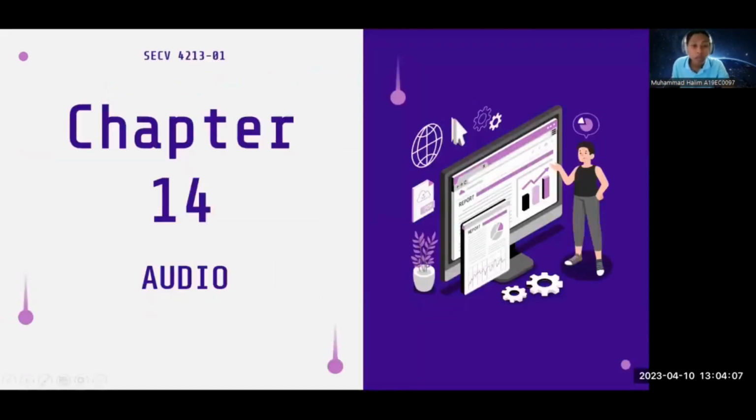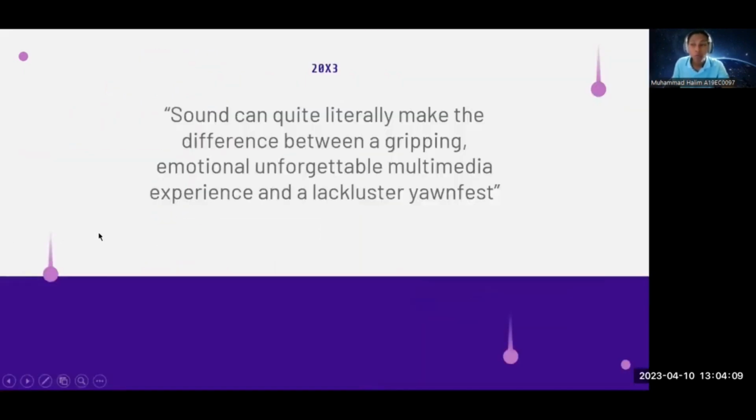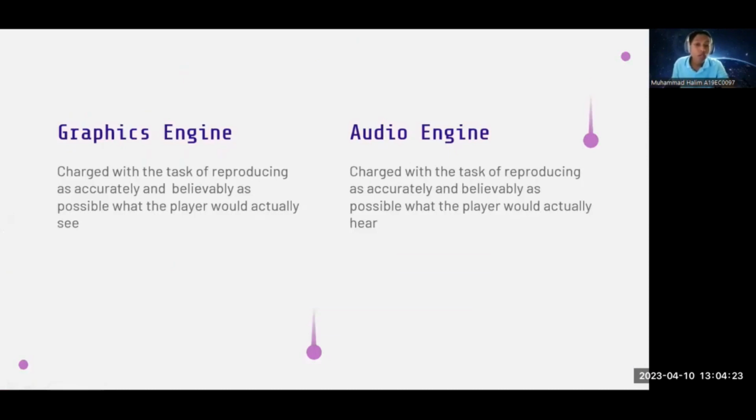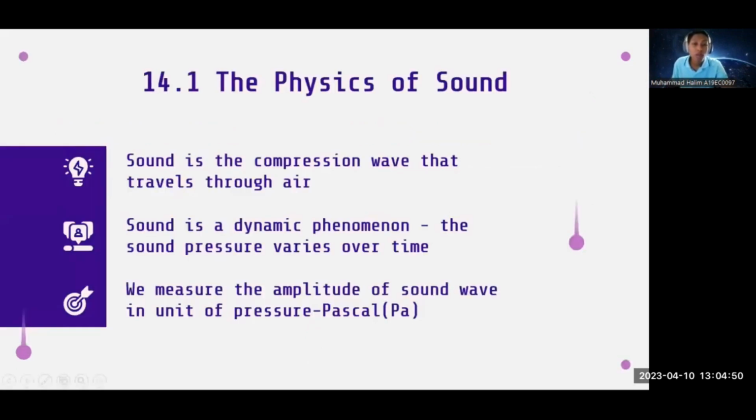So we will go to chapter 14, which is audio. The graphics engine is charged with the task of reproducing as accurately and believably as possible what the player will actually see. Meanwhile, the audio engine is charged with the task of reproducing as accurately and believably as possible what the player would actually hear. For chapter 14.1, which is the physics of sound, sound is a compression wave that travels through air, and sound is also a dynamic phenomenon.